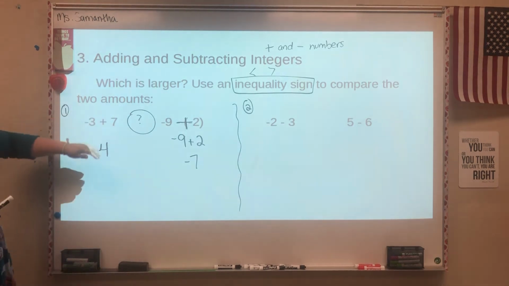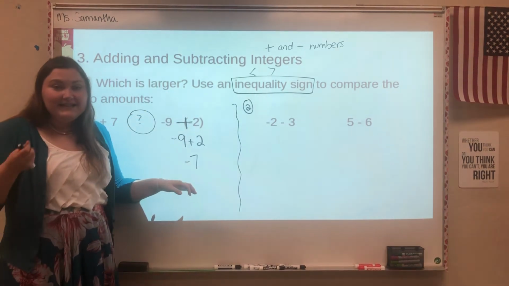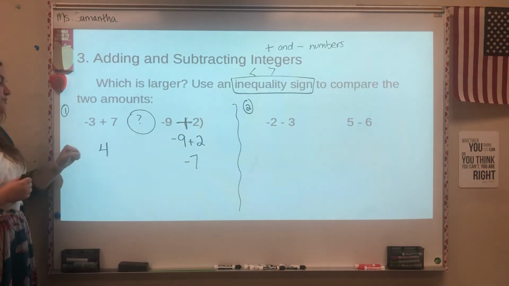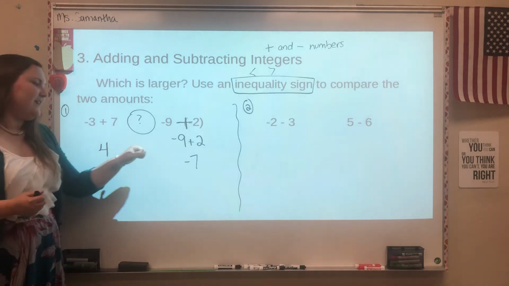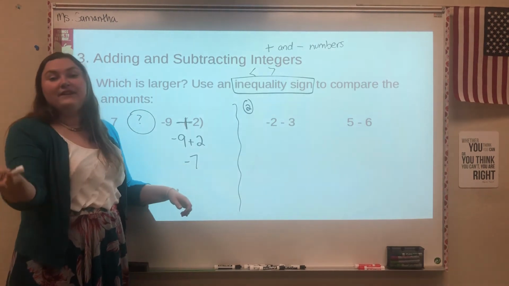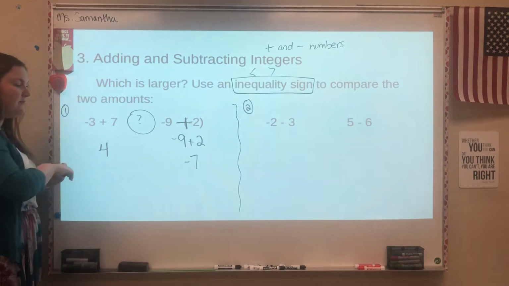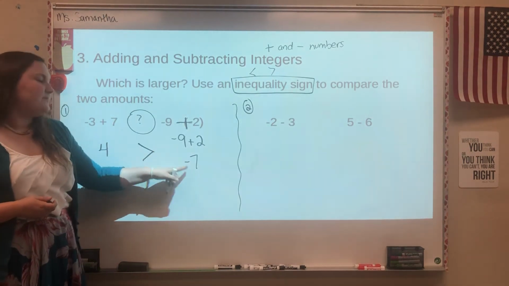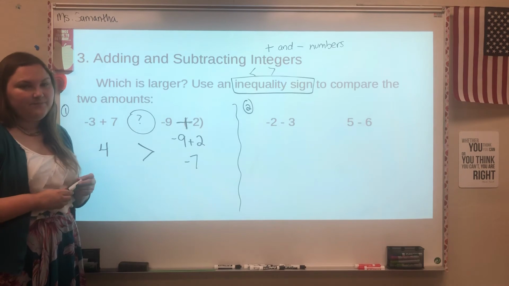Being able to calculate both of these sides correctly is really important to figuring out what inequality sign we're going to use. Once you know that the left side is 4 and the right side is -7, then you can go ahead and say, well, 4 is greater than -7. So that greater than sign would be the answer.